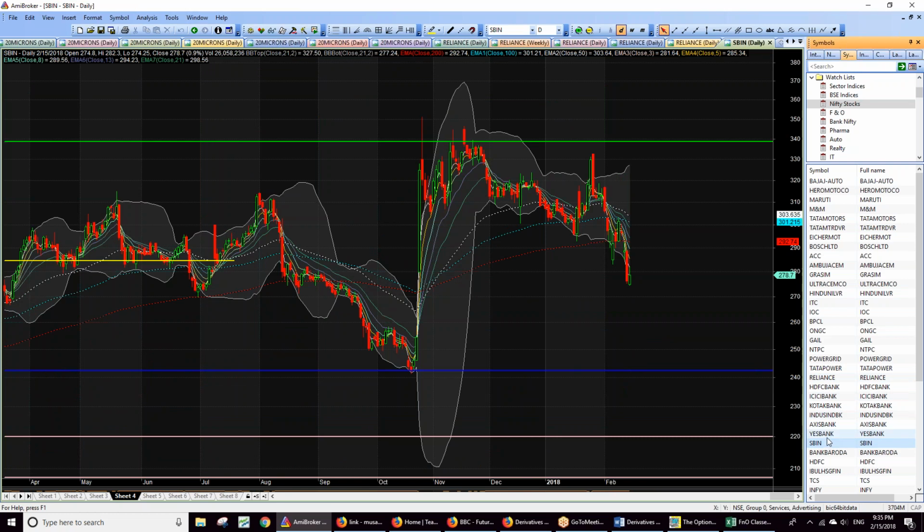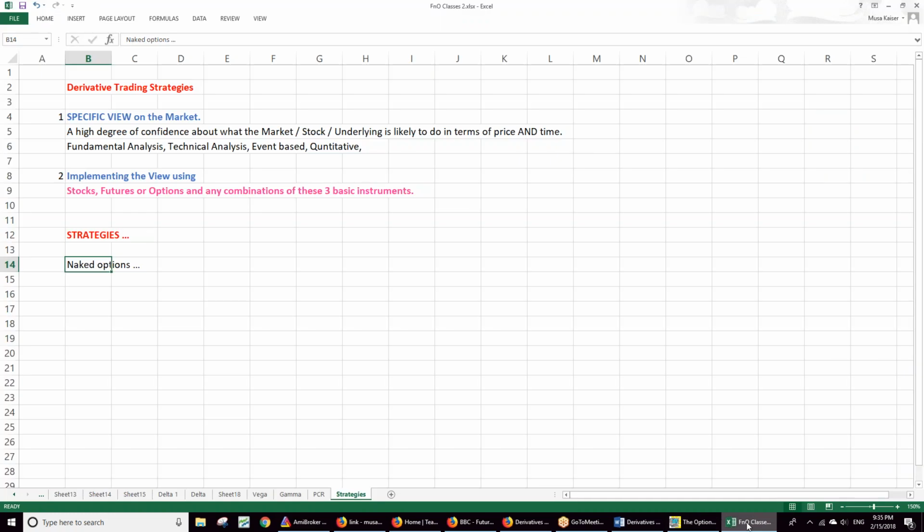And one thing that we need to clarify is that, like we already said, you have to have a view. Once you have a view, then we can discuss how to implement that view. Now, this is a chicken and egg problem, because the view is really whatever the market is likely to do. So you can't say I want a bullish view or I want a bearish view. There is something that the market is doing, and you just have to follow that.